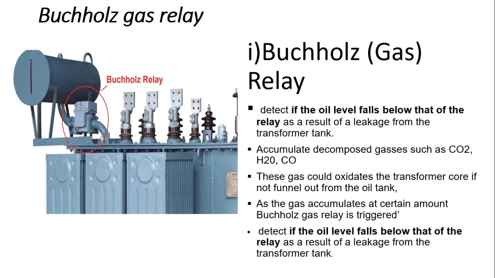And to protect the transformer, we use a Buchholz gas relay. So what does it actually do? The Buchholz gas relay detects the oil level falling below that of the relay as a result of a leakage from the transformer tank, so it can detect leakage inside the transformer. It can also accumulate decomposed gas from oxidation, such as CO2, H2O, which is water, and also carbon monoxide. This gas could oxidize the transformer core if not funneled out from the oil tank. So when the gas accumulates to a certain level, the Buchholz relay will trigger the alarm.